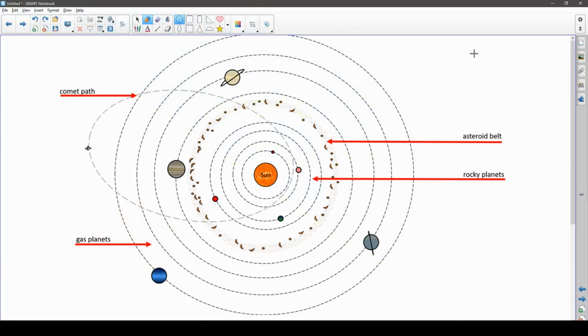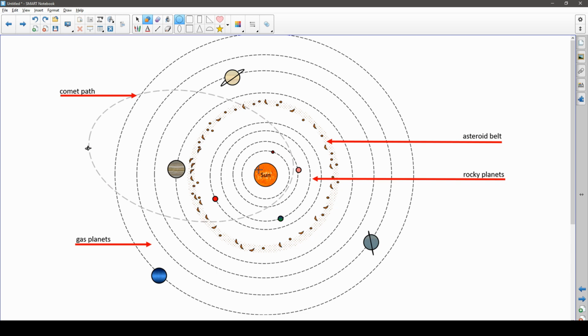Alright. So here we have the solar system in all its glory. Now it's a little bit of a simplified view, but we've got all the main parts that we want. Right? In the center we have the sun. Now note, this is ridiculously not to scale.